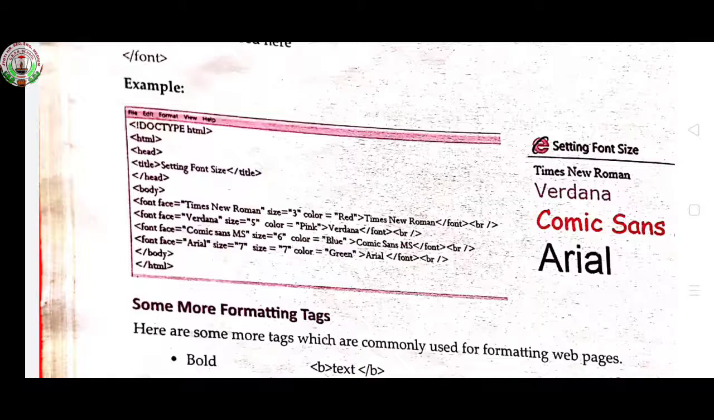Here the example is given that Times New Roman comes out in a different way. The color is red. According to this you will get the output. And at the last you close the body tag and the last tag is HTML.